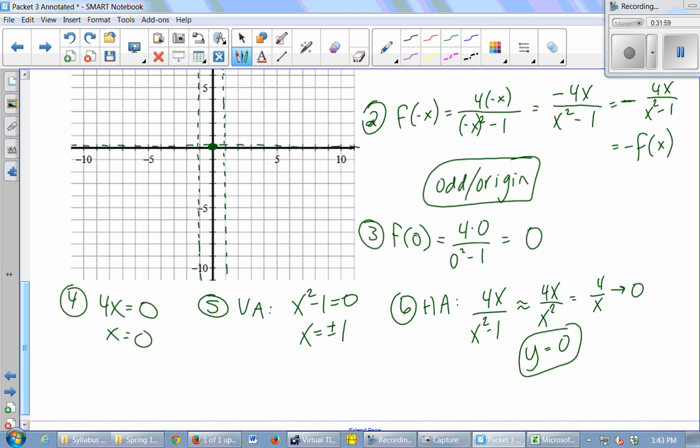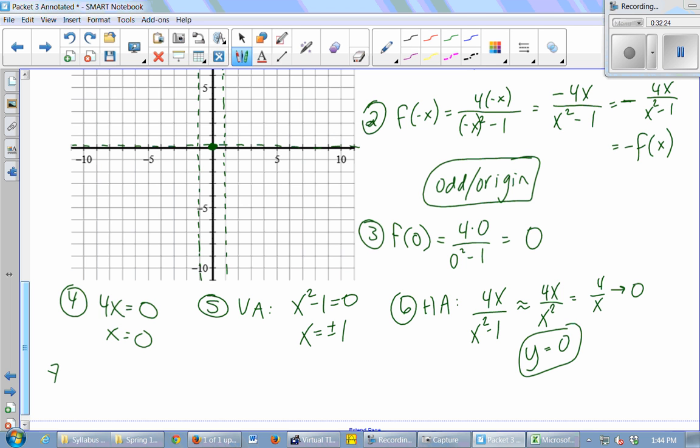Okay, so then I have all my asymptotes in place. I have my intercepts in place. Now I just have to plot some points. My vertical asymptotes have divided my plane into 3 regions, right? I've got the left side of my asymptotes, I've got between the 2 asymptotes, and the right side of my asymptotes. So I'm going to plot some points in each of those regions.